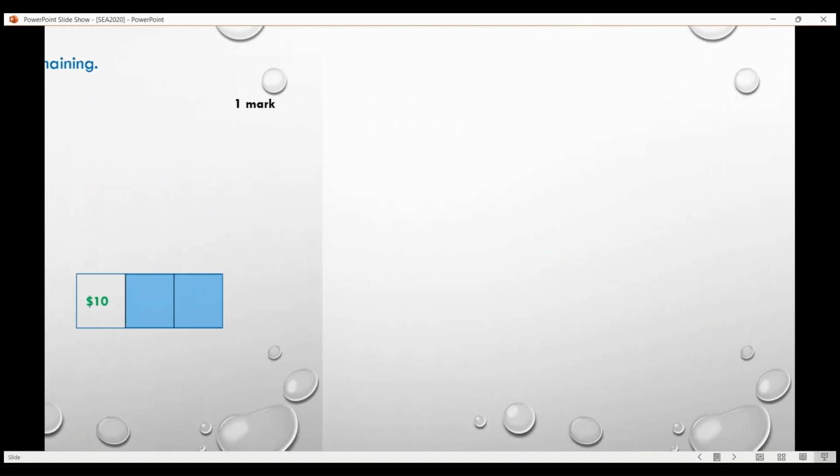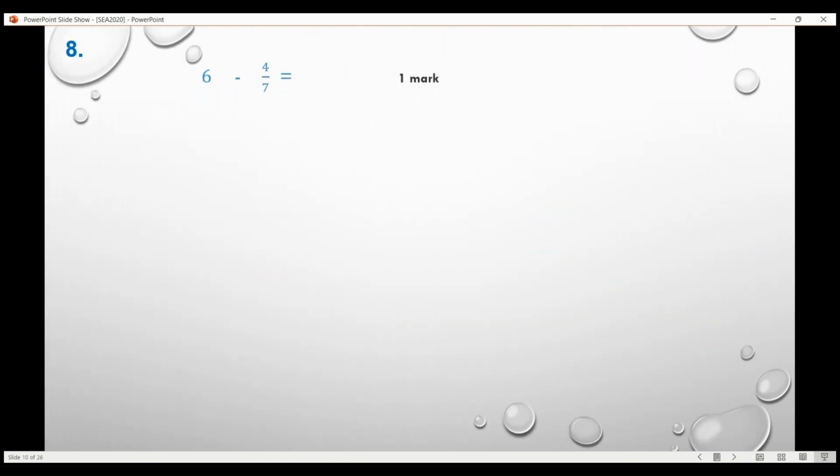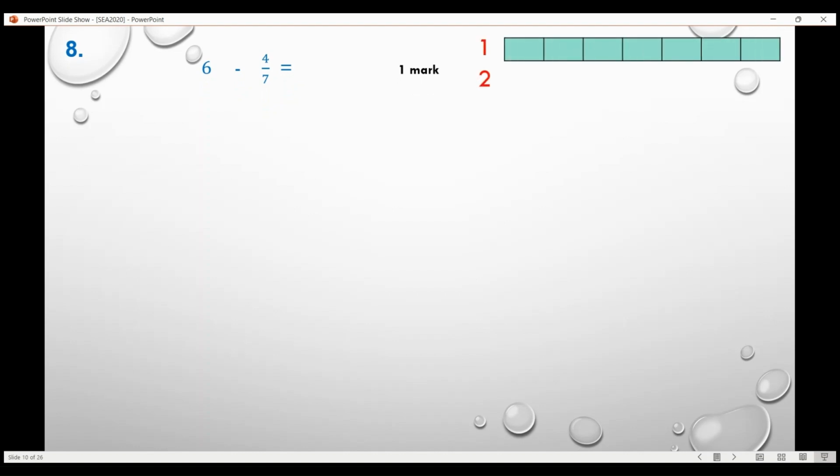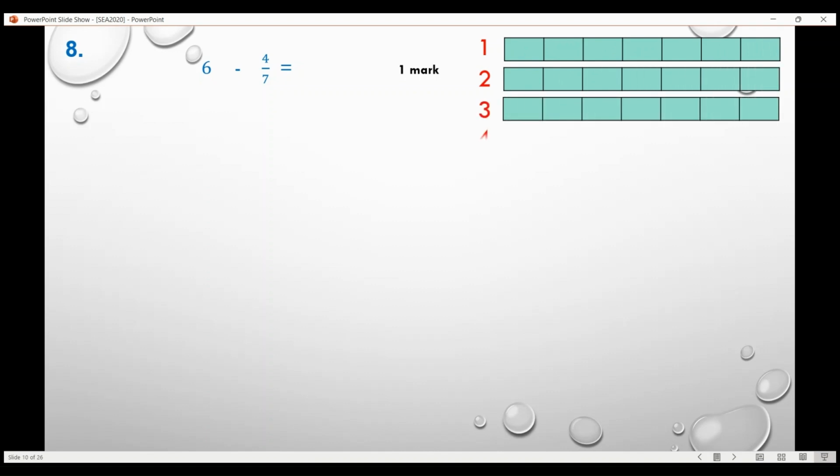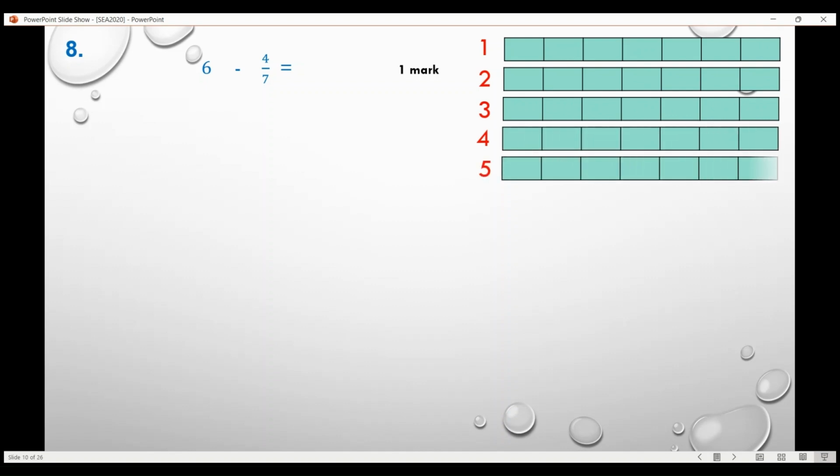We now move on to the next question, which is number 8. 6 minus 4/7, and this is with 1 mark. And there are a couple different ways to do it. So if we consider that we're looking at fractions whose denominator is 7, it means that if we have a whole, then we can break it up into 7 parts. 1, 2, 3, 4, 5, 6, 7. And how many wholes are we starting with? 6 of them. So we have one whole at 7 parts, a second one at 7, a third one, a fourth one, a fifth one at 7, and 6 sevens.